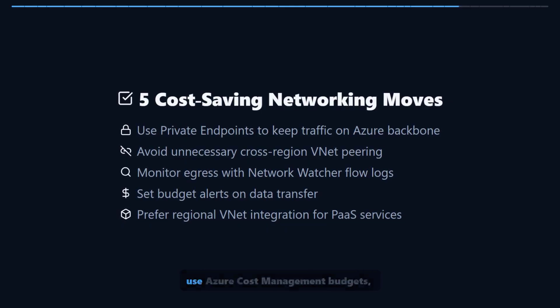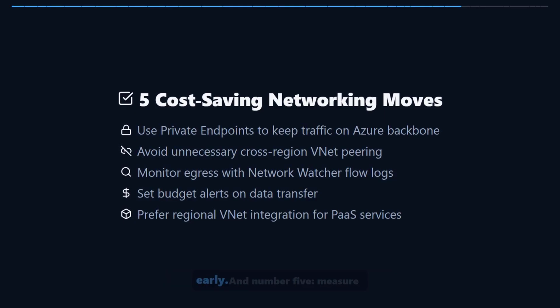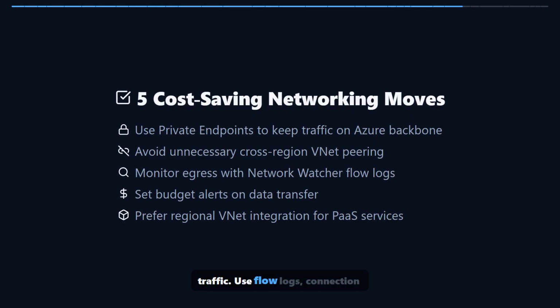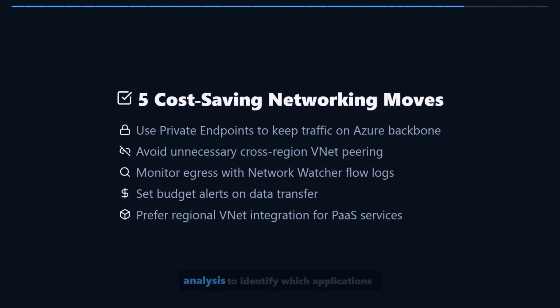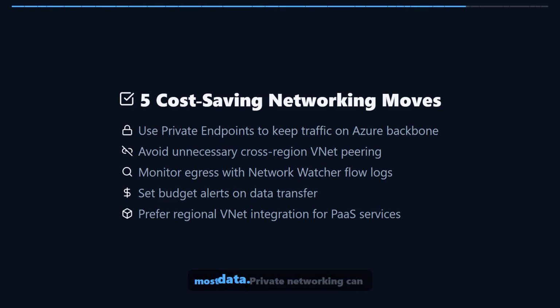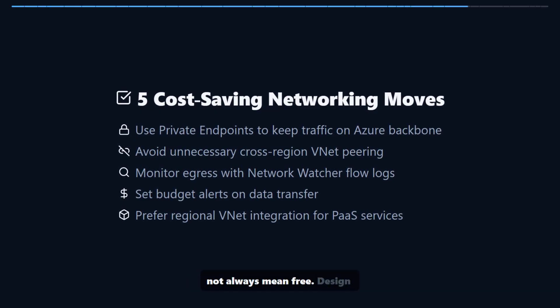Number 4. Use Azure cost management budgets, alerts, and anomaly detection so unexpected network charges are discovered early. And number 5. Measure traffic. Use flow logs, connection monitoring, service metrics, and cost analysis to identify which applications and destinations are moving the most data. Private networking can improve security, but private does not always mean free. Design for security, performance, and cost together.